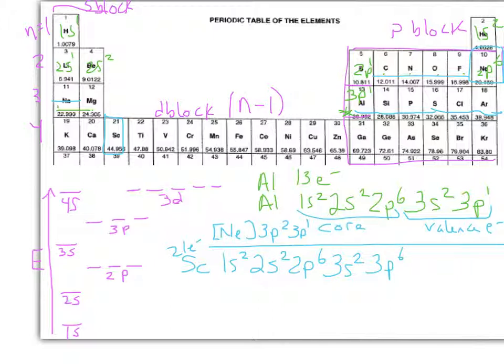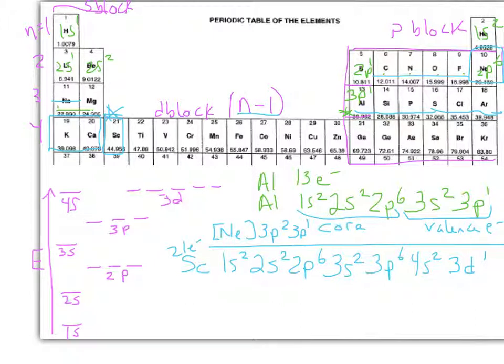The next orbital in line is 4s, so we're going to write down 4s2, and then when we reach scandium, we have to drop back to n-1, and so we're going to write 3d1. Now why is that? First, let's make sure we have all 21 electrons: 2, 4, plus 6 is 10, plus another 2 is 12, plus another 6 is 18, plus 2 is 20, plus 1 is 21.